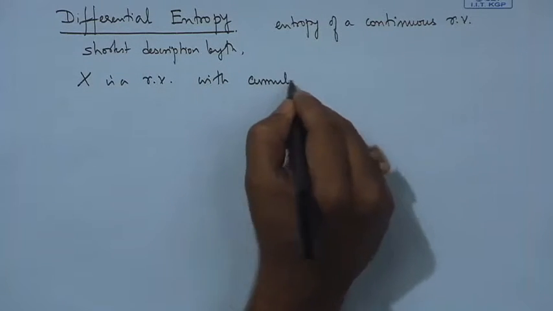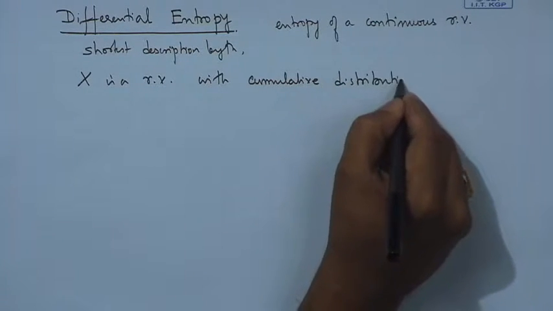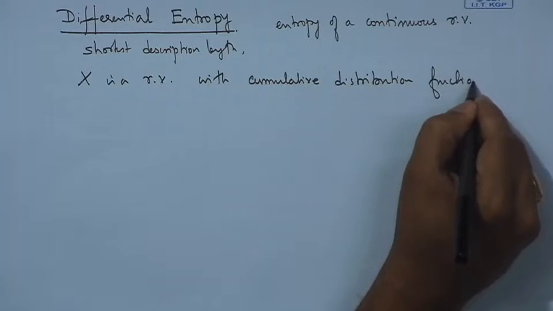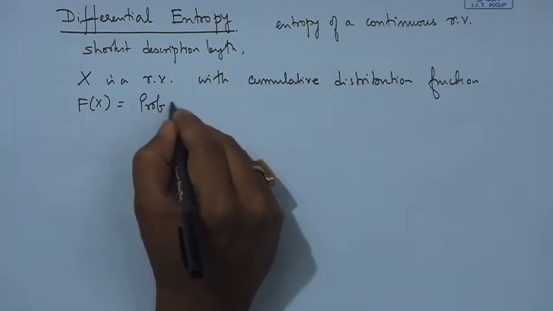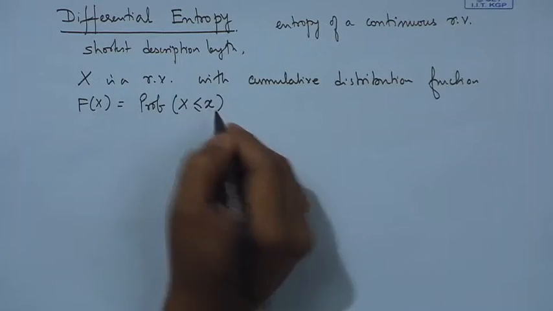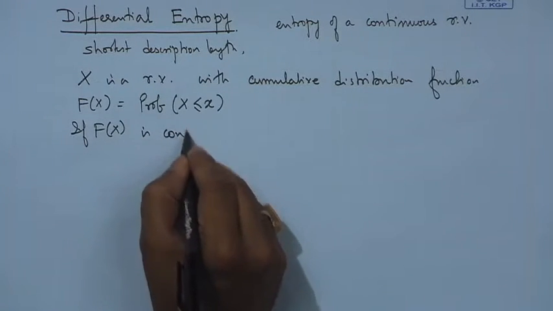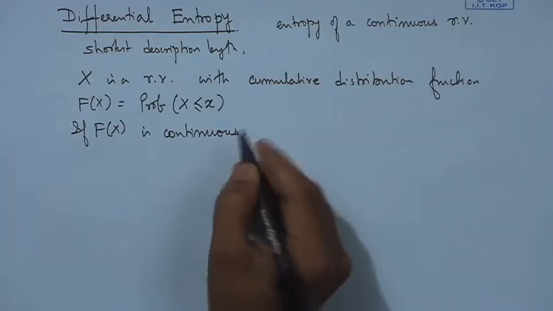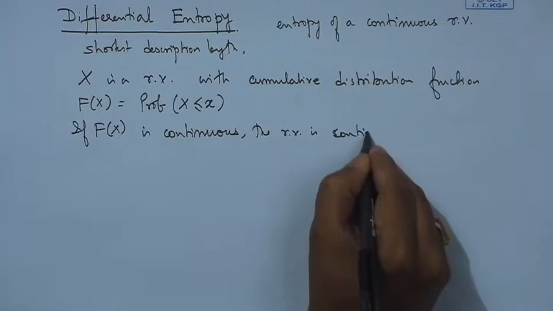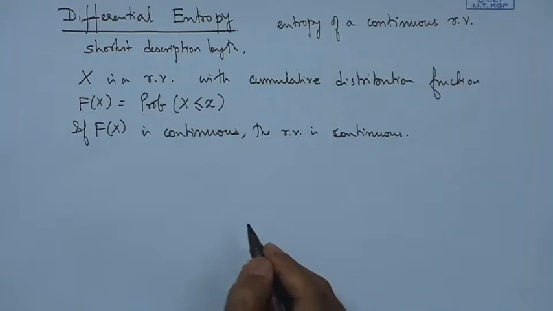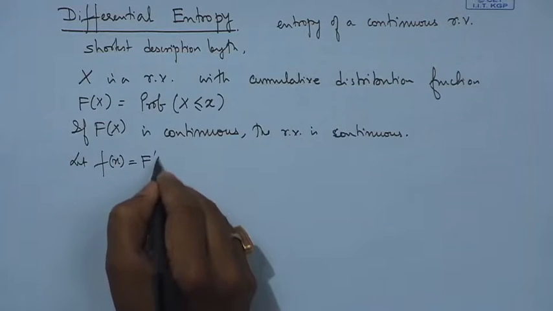Now we would say that suppose x is a random variable with cumulative distribution function F(x), defined as the probability that X is less than a particular x. If F(x) is continuous, then we would say the random variable is continuous. Okay, and we would say let f(x) be equal to F'(x).